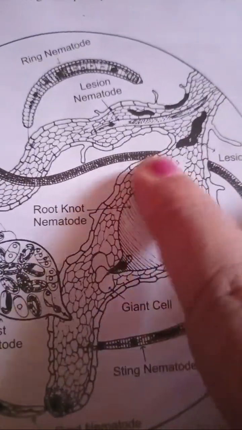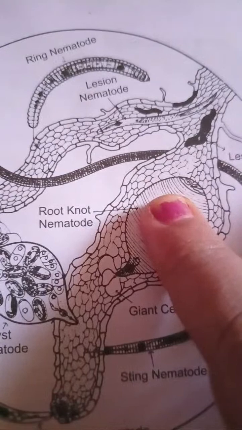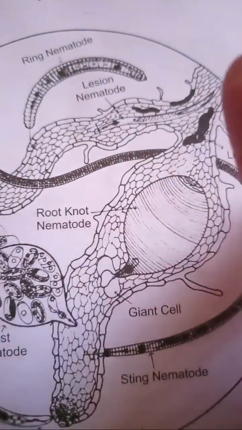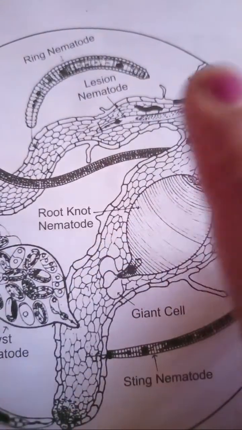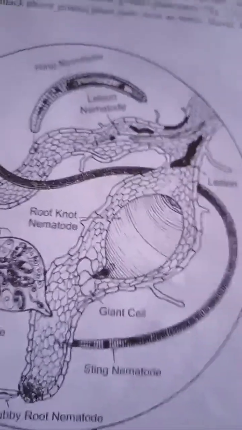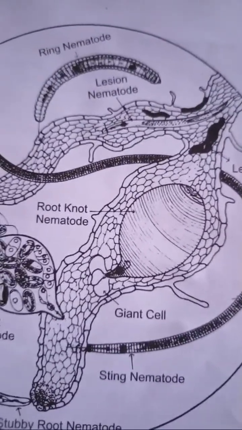It embeds completely inside the root of the plant, completes the entire life cycle inside the root, and causes hypertrophy and hyperplasia of the cells. The second juvenile stage attacks the plant. It causes wilting, and there are various other things, friends. I'll be telling one by one, step by step, chapter wise, whenever I complete all the chapters.